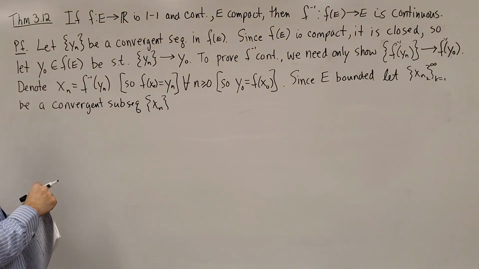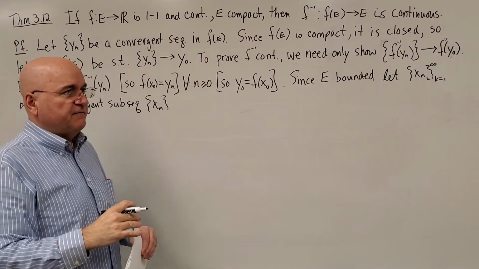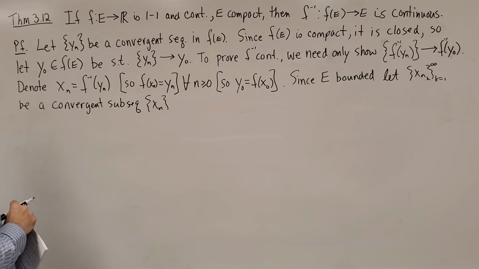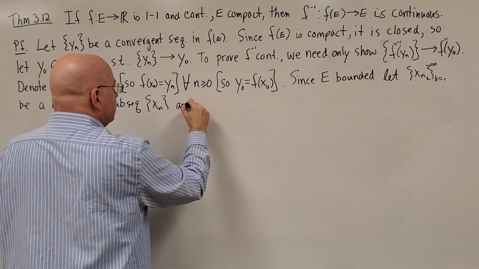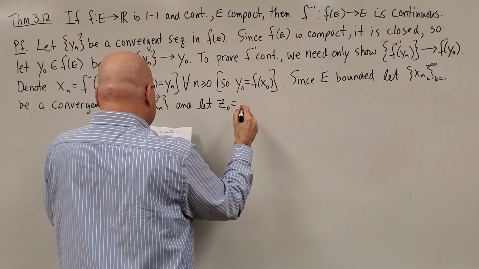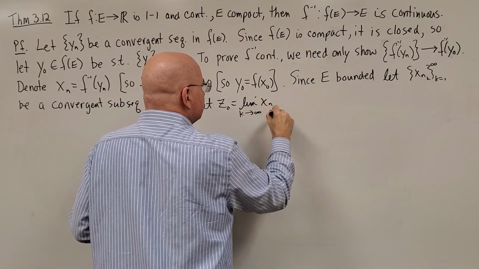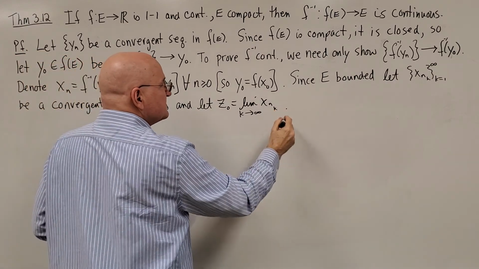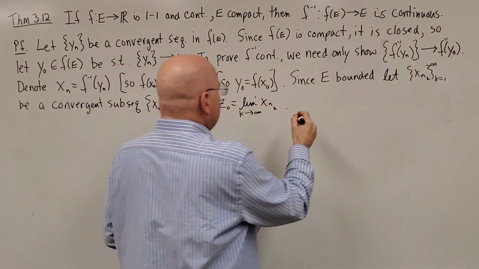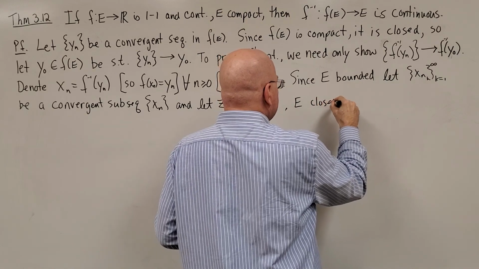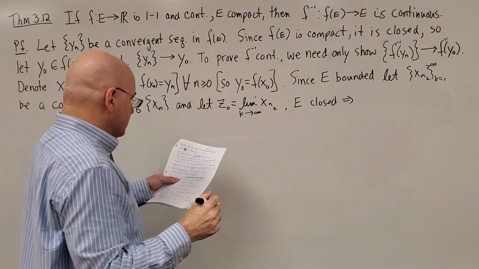And why are we able to do that? Because it's a sequence that is bounded. Every bounded infinite sequence has a convergent subsequence. So we're letting x sub n k be a convergent subsequence from this. And we'll let z0 be the limit as k goes to infinity of x sub n k. So this converges to z0. Well, E closed implies that it contains all of its accumulation points, all of these limit points, so z0 has to be in E.